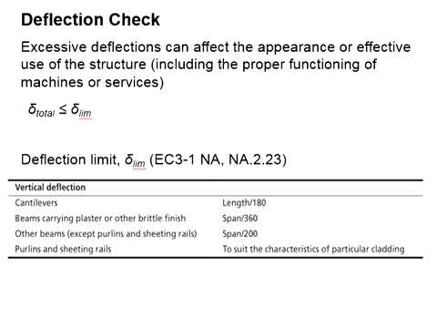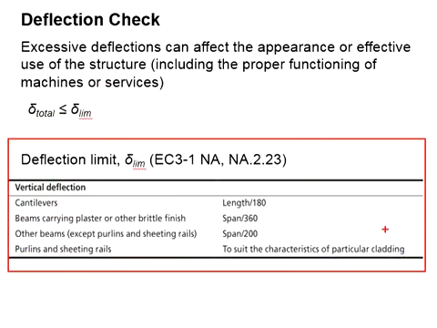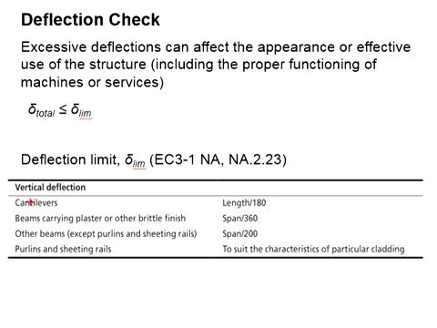The deflection limit is given in Eurocode 3 in the National Annex. For cantilever beams, the limit is set as the length divided by 180. As for beams carrying plaster or other brittle finishes, it is limited by the span divided by 360. For other beams, the limit is set as the span divided by 200.